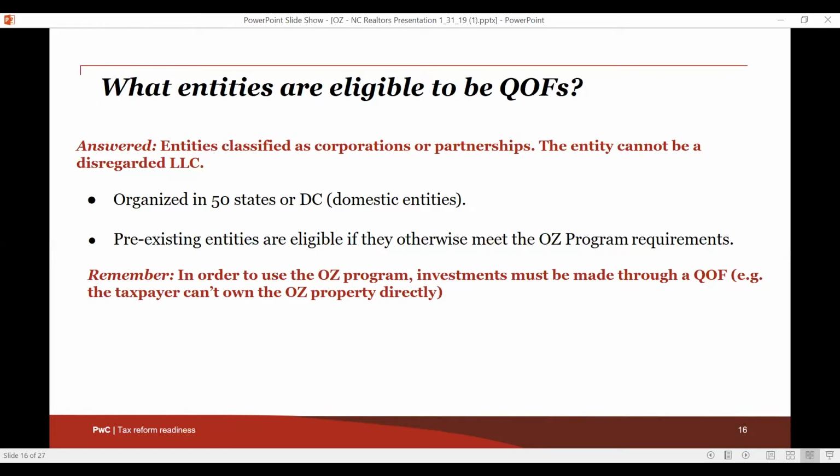The entity must be organized in one of the 50 US states or DC. And although pre-existing entities are eligible if they meet the OZ program requirements, we are seeing that most taxpayers are setting up new legal entities for the purpose of this program. And it's important to note that a taxpayer must own its investment through a qualified opportunity fund and not own the property directly.